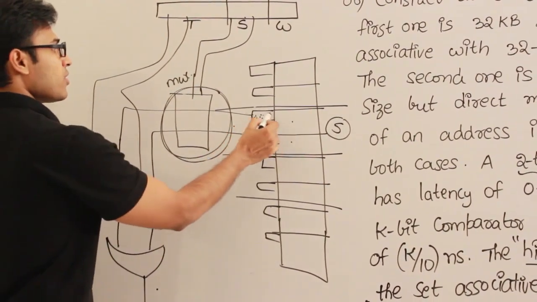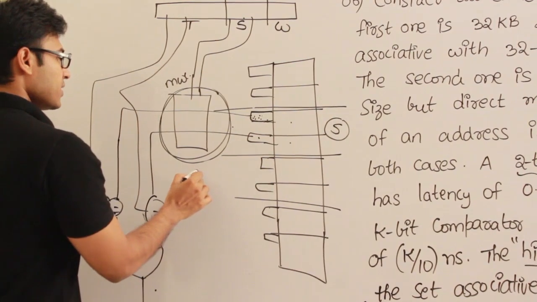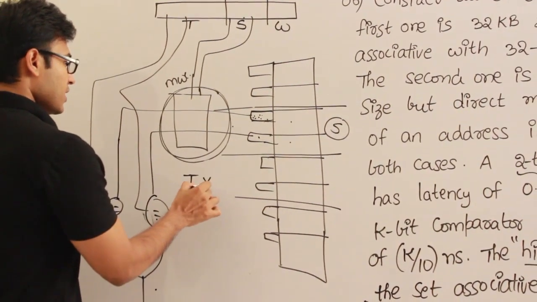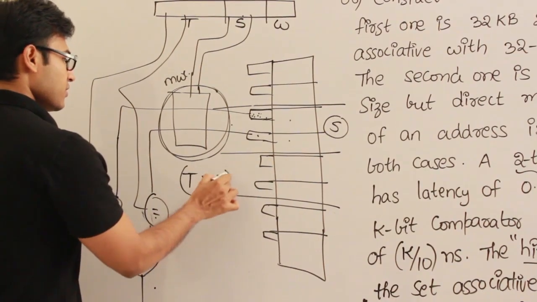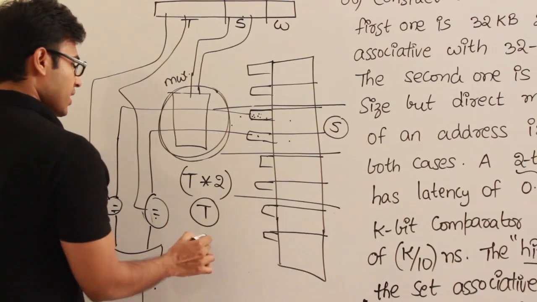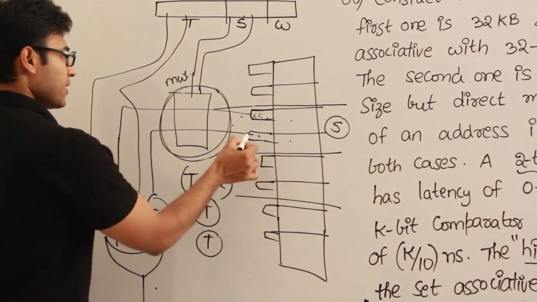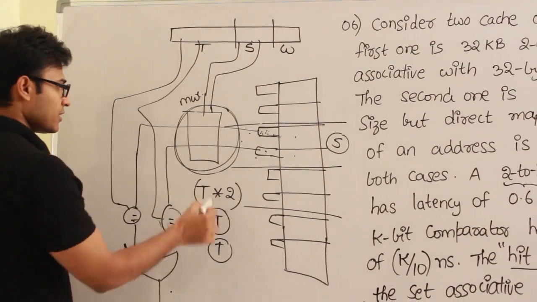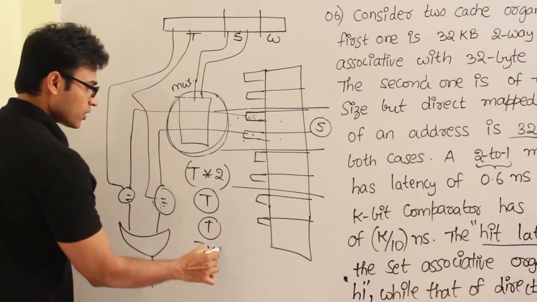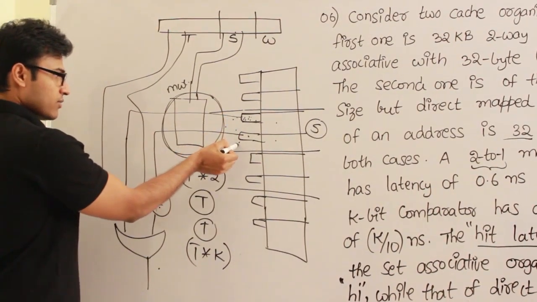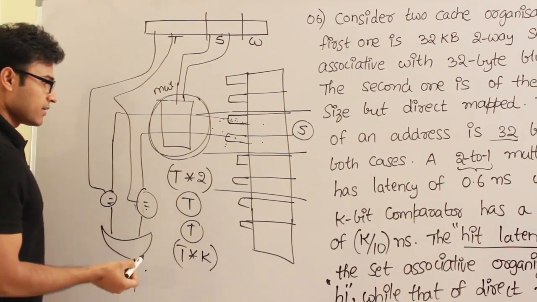Therefore if the number of the bits in the tag is, let us say t bits are there, then how many multiplexers are required? T into 2 multiplexers are required. Why? T multiplexers are required to read it from one, and other T is required to read it from the other. So in general, if it is k-way set associative, then the number of multiplexers required is T into k multiplexers, because we might have to read parallelly from k different tags.